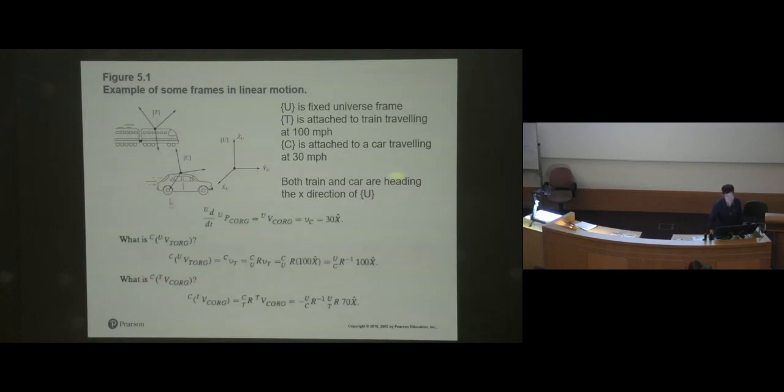What about the train origin, the frame attached to the train, with respect to the car? Both of them are moving in the same direction. What we are interested in is the relationship between frame T and frame C, the velocity of frame T in frame C. So C V T origin is C R U times V T. Since velocity is a free vector, we can simply multiply by the rotation matrix: C U R, and the speed of T is 100 in the direction of x hat.